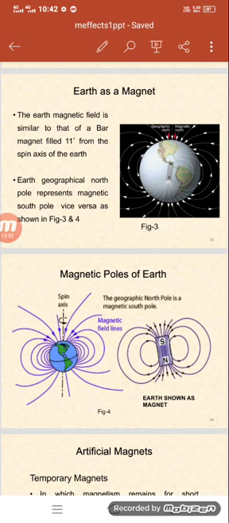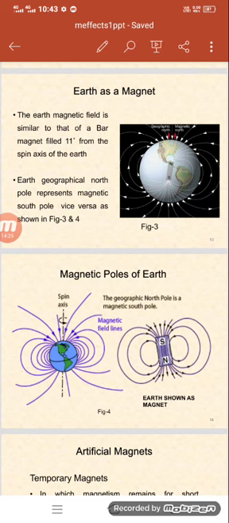In this picture we see the earth. The geographic north pole is a magnetic south pole. See here in figure 4, the earth is acting as one magnet. That magnet has magnetic lines which go from the downside to the top side. So the top side of the earth is acting as a south pole, and the downside of the earth is acting as a north pole.